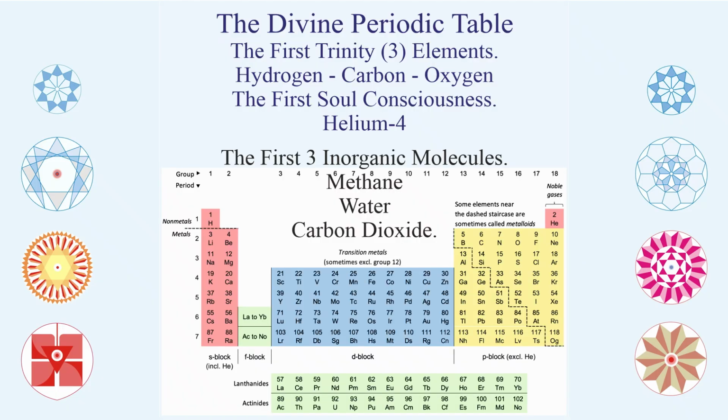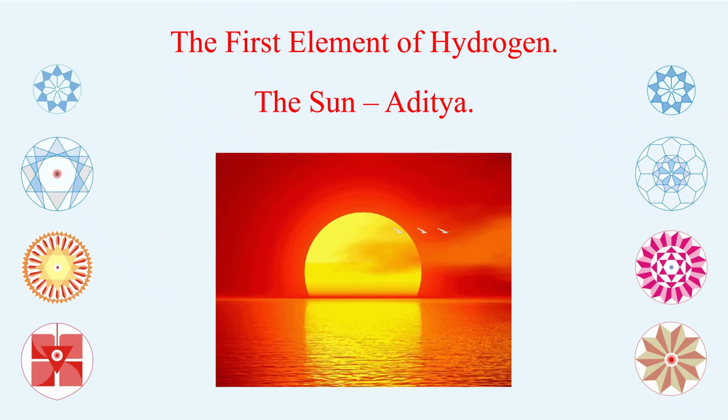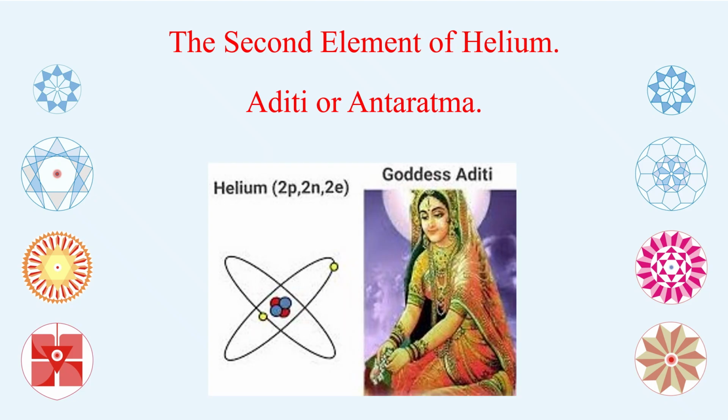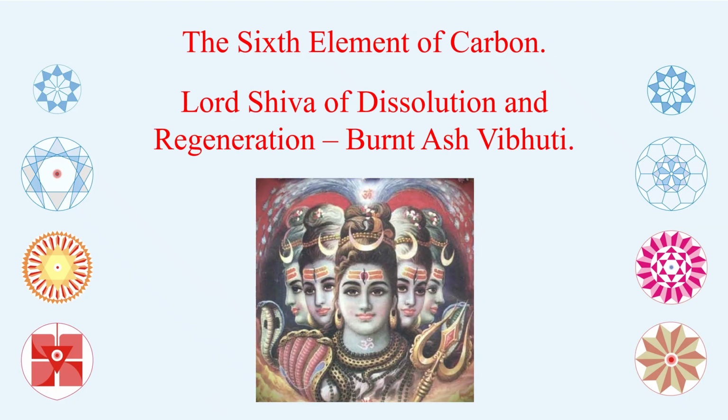Now come to the question of again, the same thing which I told you, how it is given in the beginning, as such, you are going to see it. Now come to the question of explaining: the first element is hydrogen, the sun, which is the maximum in the universe. The second thing is Aditi, the helium 4, which is Antaratma by and large, also the second one in the universe. The third thing is this carbon, which is fourth in the universe, but it is important for organic matter because Lord Shiva is responsible for dissolution and regeneration.